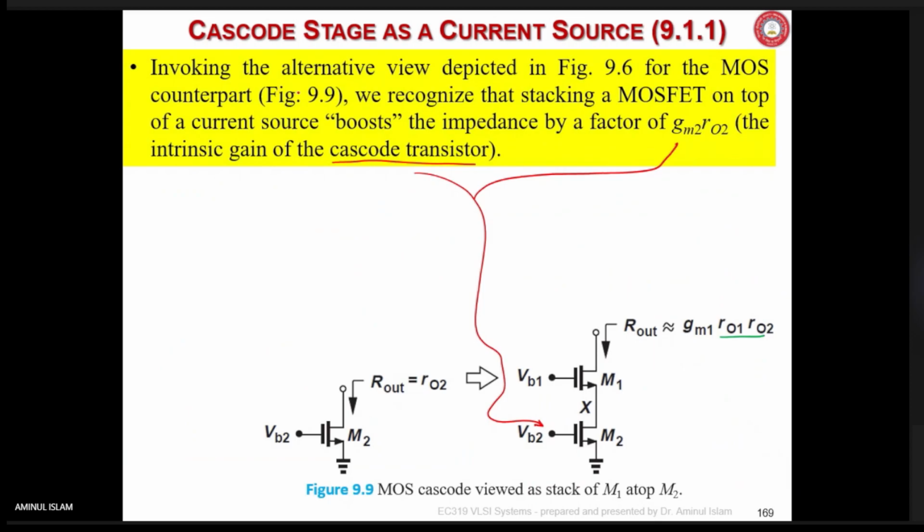Now, invoking the alternative view depicted in this figure for the MOS counterpart, we recognize that stacking a MOSFET on top of a current source, this is the current source, remember, boosts the impedance by a factor of the intrinsic gain of the cascade. So if you cascade it, even more cascading is there. Some examples will come later on. So you study, the basic concept starts here.